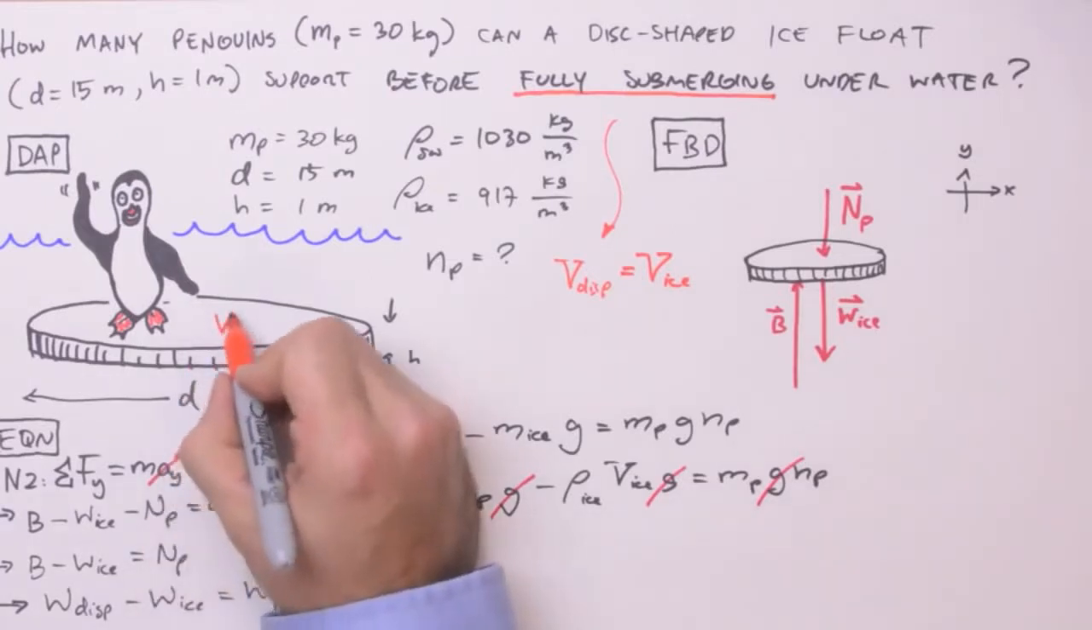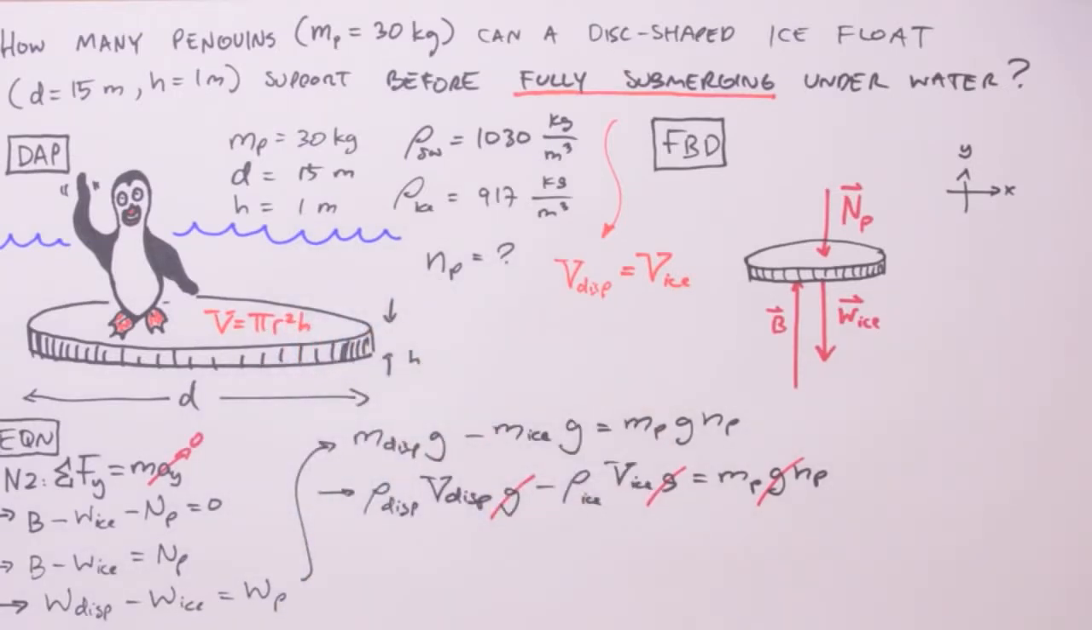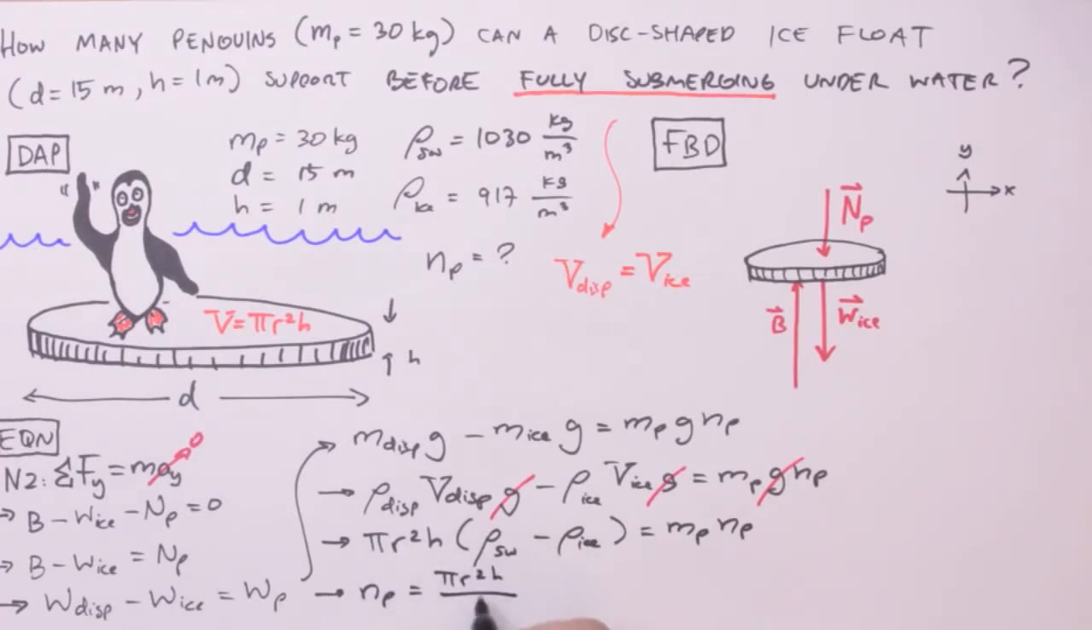And while we're on the topic of volumes, we should note the volume of a disk. It's just pi times the radius squared times the thickness. Good. Now that we've determined that the volumes are identical, we can factor those out to the front here and use our expression for the volume of a disk. So we have pi r squared times h times the density of the displaced fluid, and we're going to go ahead and use the saltwater subscript because that is the fluid being displaced here, minus the density of ice equals mp times np. And now all we need to do is divide by the mass of a penguin to get the number of penguins that will perfectly submerge this ice float in the salt water.